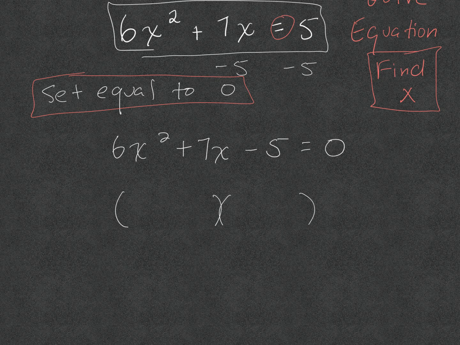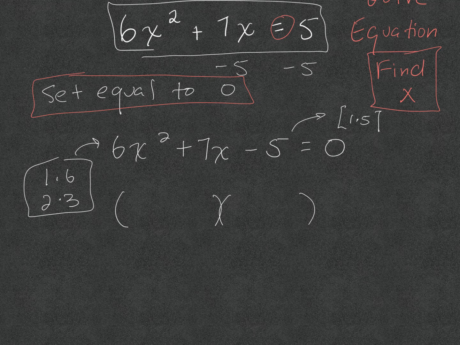What do I mean? Well, I'm going to look at the factors of 6: 1, 6, 2, 3. These are the factors of 6. Look at the factors of 5. They're positive. Use the positive ones, not the negative ones. 1 times 5. Okay, great. Now we have the factors: 1, 6, 2, 3 for 6, and 1, 5 for 5.